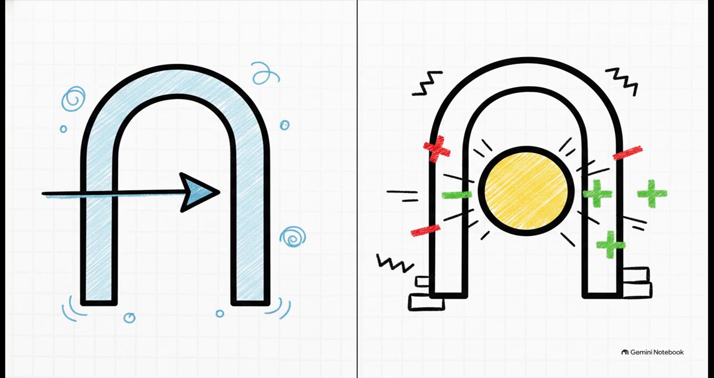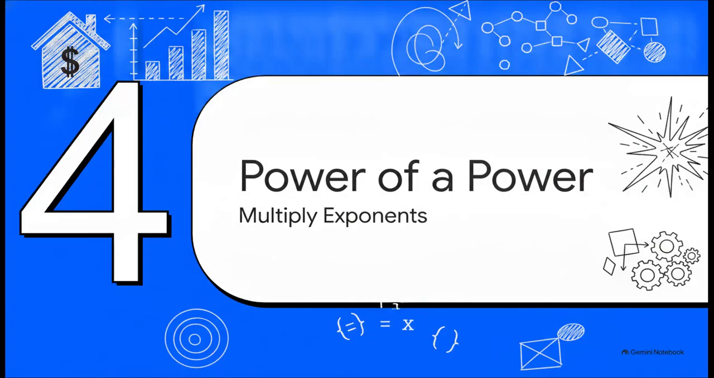So, as long as you know your variables are strictly non-negative, you are totally clear to simplify by bringing that power inside. Section 4. The power of a power.